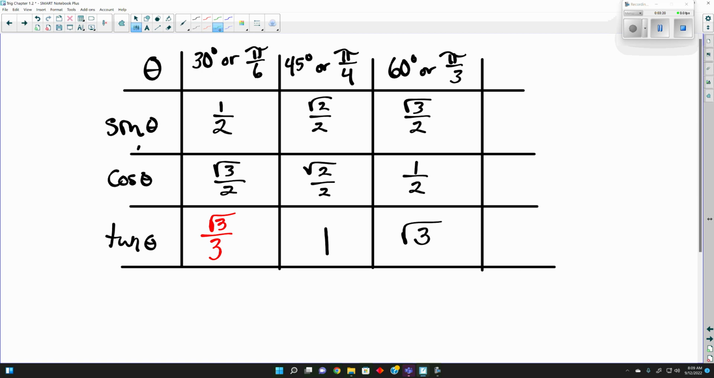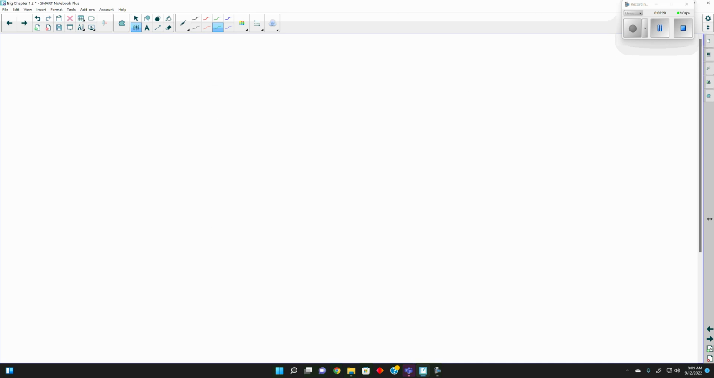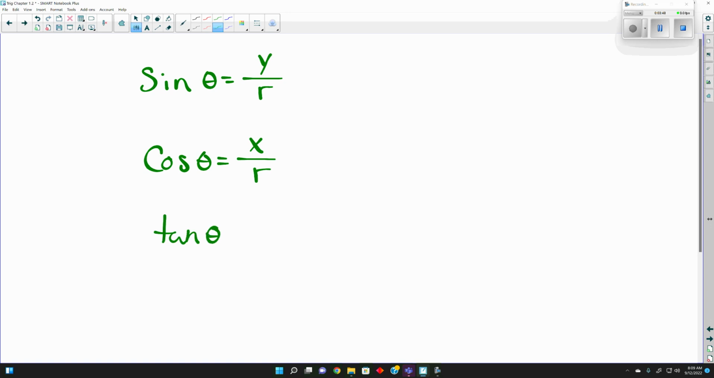Now, I also have this over to the side. So are we good with this here? Yes? So below this, we can write these here just so that we can think about these. Sine of theta is equal to y over r. Cosine of theta is equal to x over r. And tangent of theta is equal to y over x.